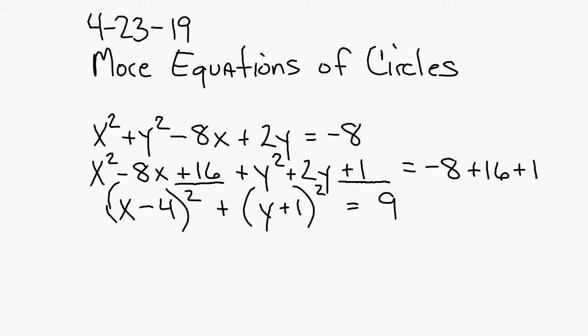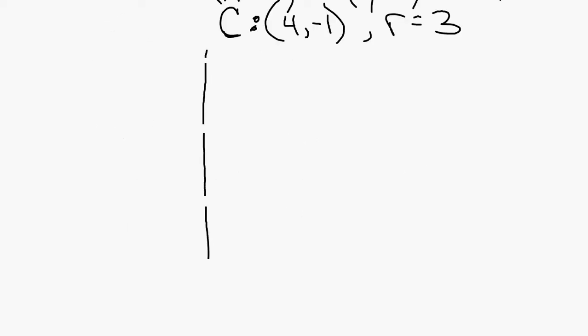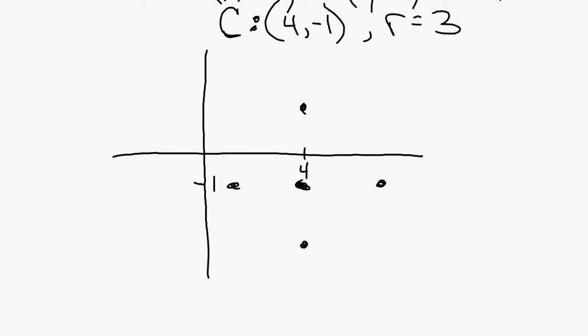So now, the center of this circle is going to be located at positive 4 and negative 1. And the radius of this circle is equal to the square root of 9, which is 3. And then you're going to graph the circle. So you've got a center at 4, negative 1. So you can go 4, negative 1, and there's your center. And then just go 3 units up, and 3 units down, and 3 units to the right, and 3 units to the left. And if you've got graph paper, it'll make your graph a lot nicer looking.